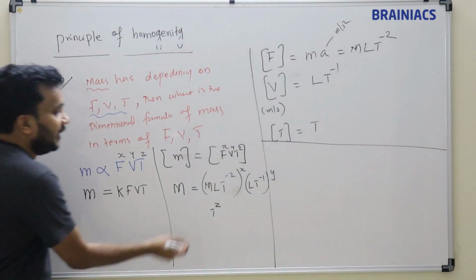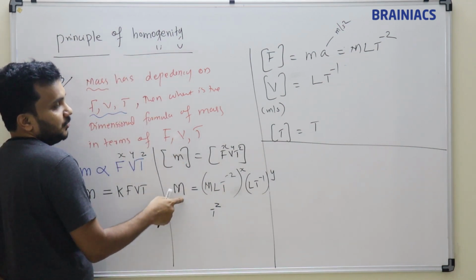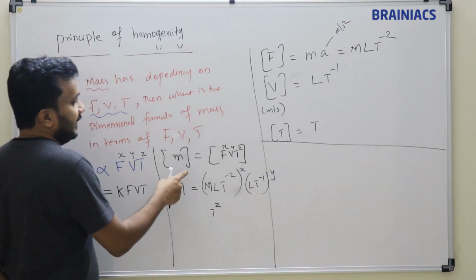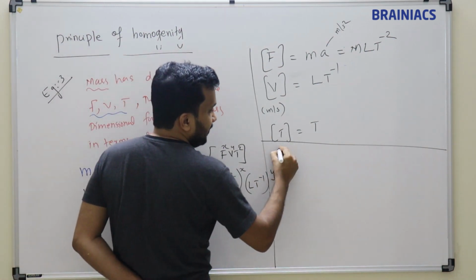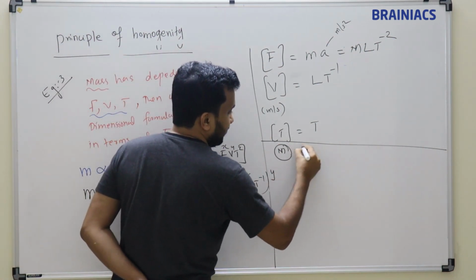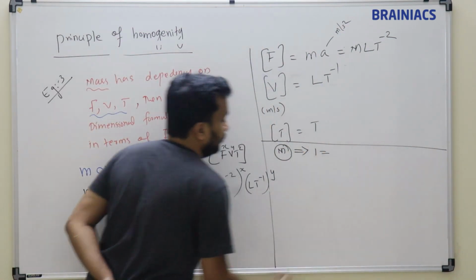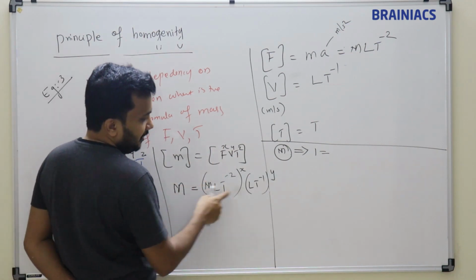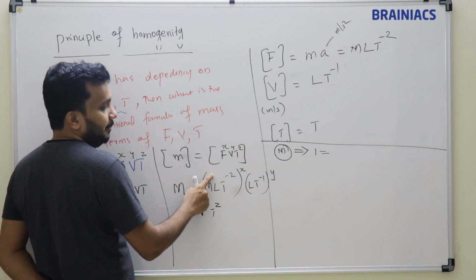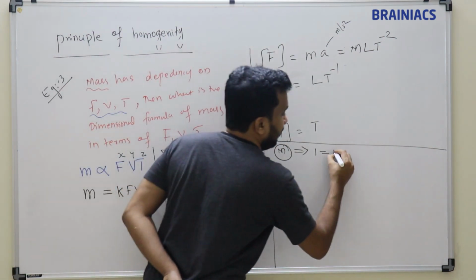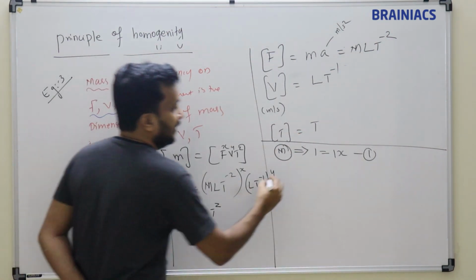Here M. How many M's will be on the left hand side? Only one M, because it is mass. Mass will have dimension formula M. So the power of M on the LHS is 1. I am just taking M terms together. LHS, what is the power of M? 1. So 1 equals, on the RHS, here M, here no M, here also no M. So here what is the power of M? 1. 1 into X, so it is called 1X. Equation number 1.